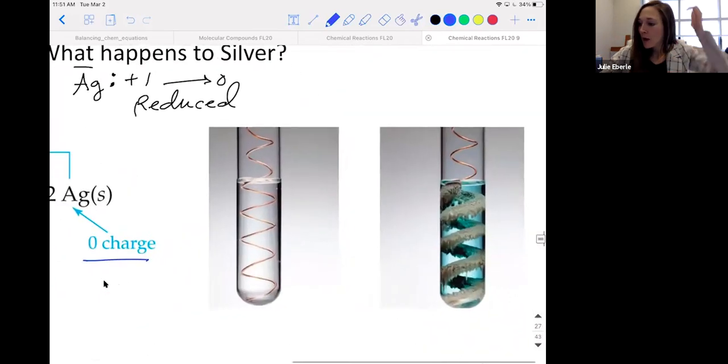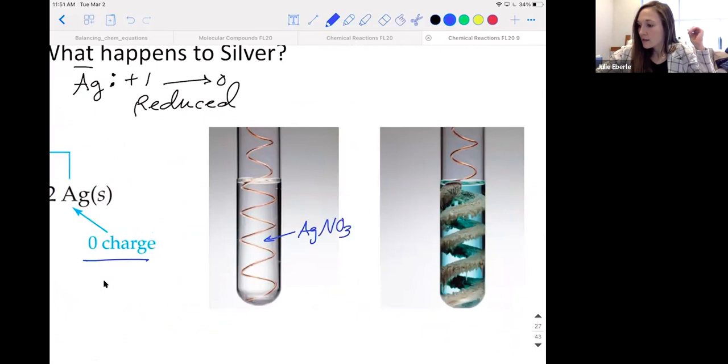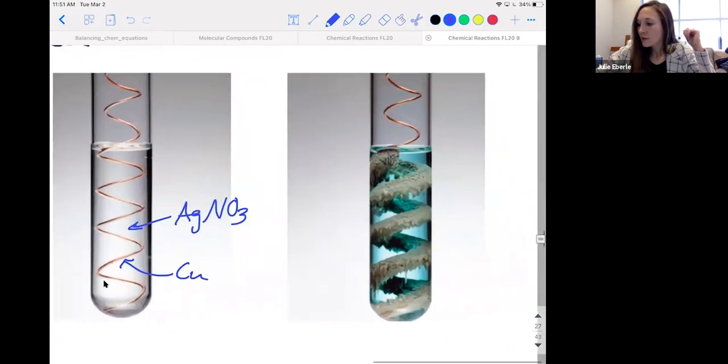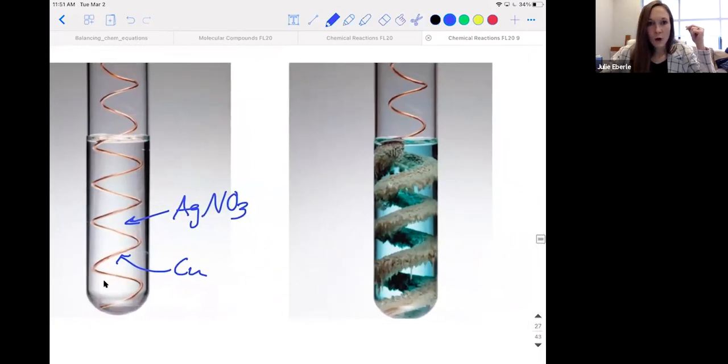We've got this copper wire in the solution. We have the silver nitrate, and this is the copper. And then what do you see over here? Looks like a bunch of stuff is growing on the copper wire, and it is. This is silver. And then you notice how the solution looks blue. This is copper nitrate.